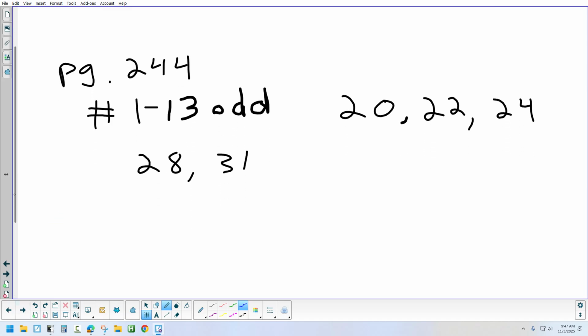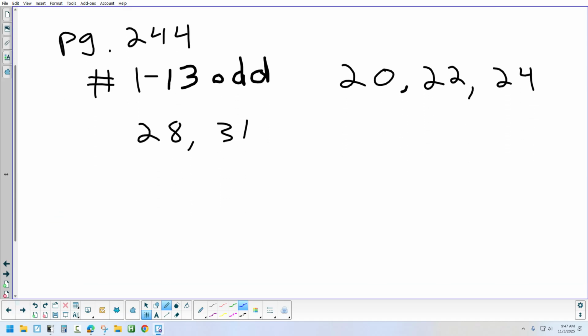All right. So that's the homework for tonight. So it's 1 through 13 odd. And then 20, 22, 24, 28, and 31. We'll go over that tomorrow. That was probably the longest section for this week because 4.4, we're going to take it, and it's the same length as this, but we're going to do it in 2 days. So we're going to be able to go a little bit slower through the next section.